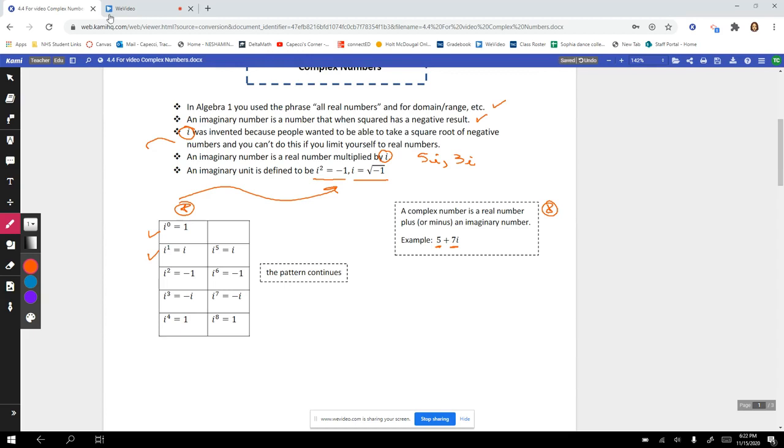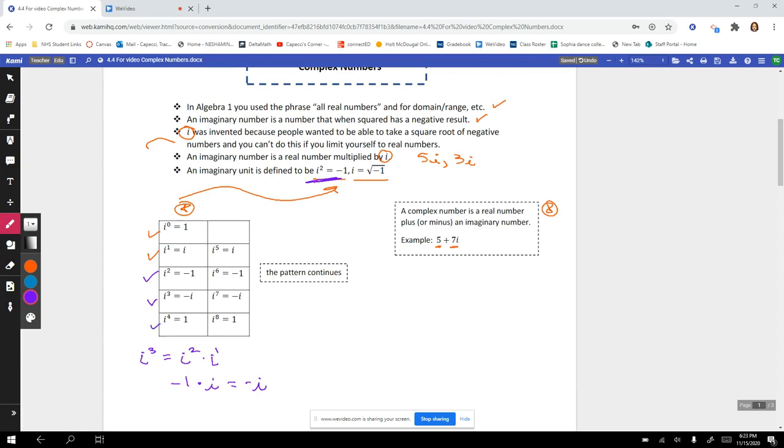Now here it comes back to our rules, right? i squared is equal to -1. And then i to the third is equal to -i. Think about this: i to the third is equal to i squared times i to the first. So i squared we know is -1, and i to the first is i, so that equals -i. If you break it down that way, that might help you so you don't have to memorize everything.